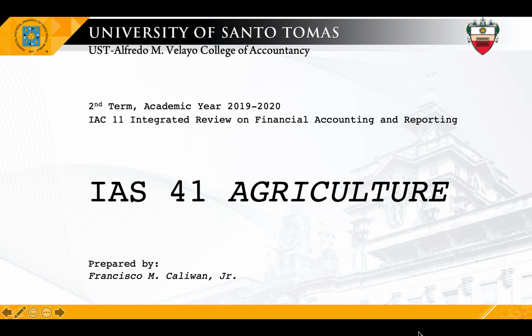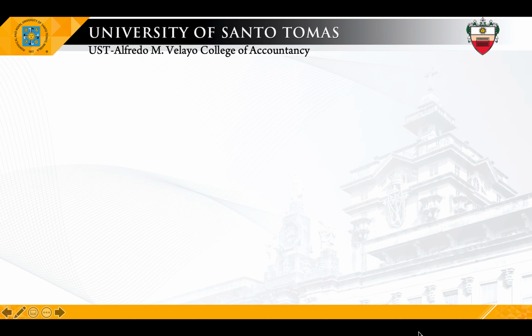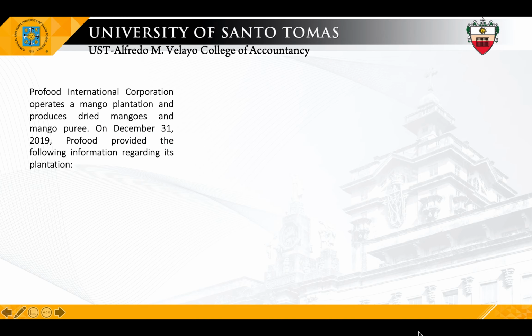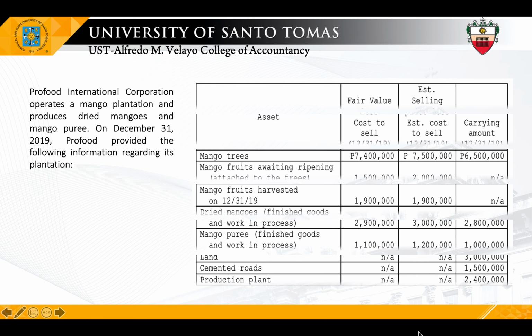Today we will answer the problems in our handout for IAS 41 Agriculture. So let's start with problem 1. ProFood International Corporation operates a mango plantation and produces dried mangoes and mango puree. On December 31, 2019, ProFood provided the following information regarding its plantation.